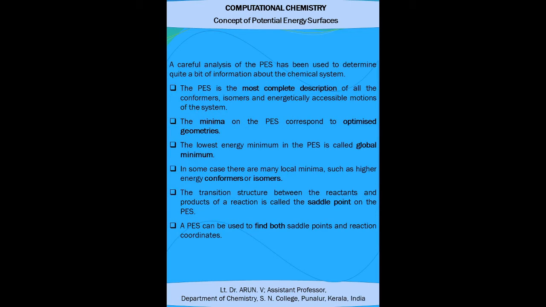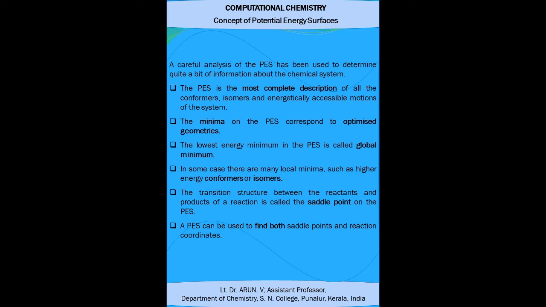A careful analysis of the potential energy surface can be used to determine quite a bit of information about the chemical system. That is, the potential energy surface is the most complete description of all the conformers, isomers, and energetically accessible motions of the system. The minima on the potential energy surface correspond to optimized geometries. The lowest energy minimum is called the global minimum. In some cases, there are many local minima such as higher energy conformers or isomers.